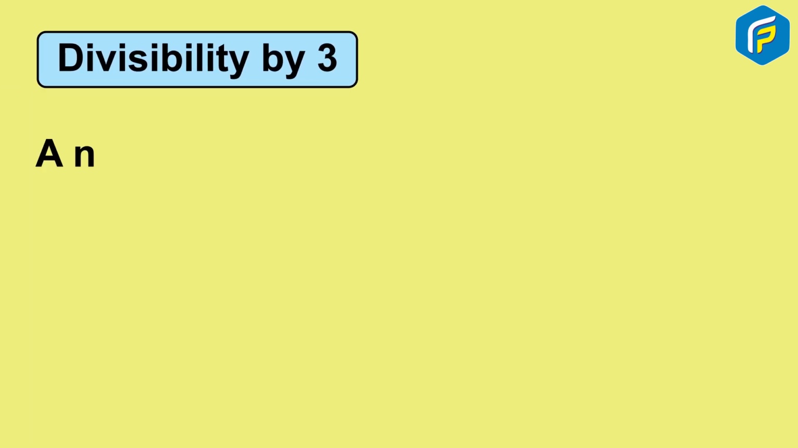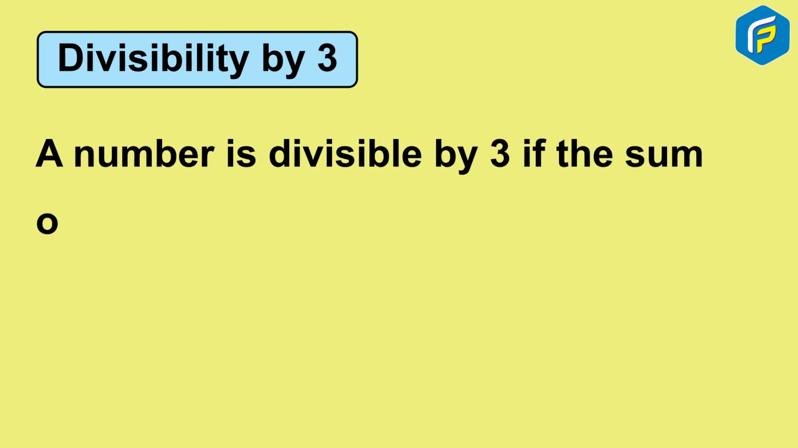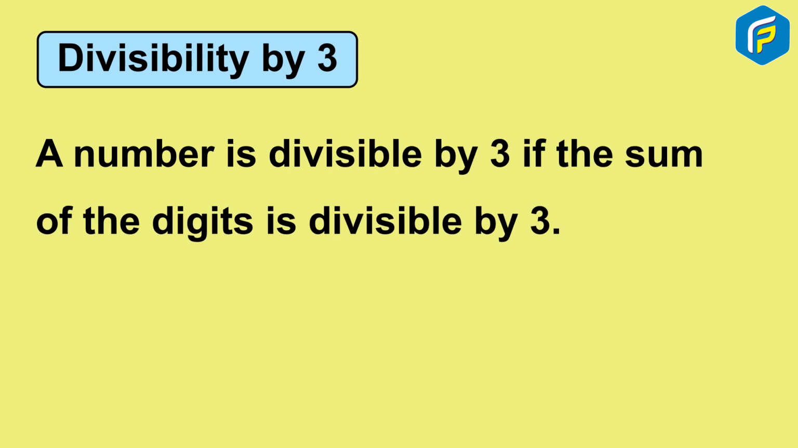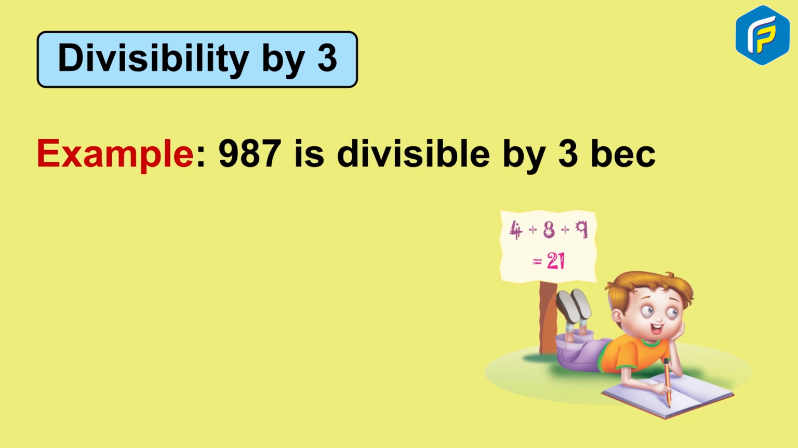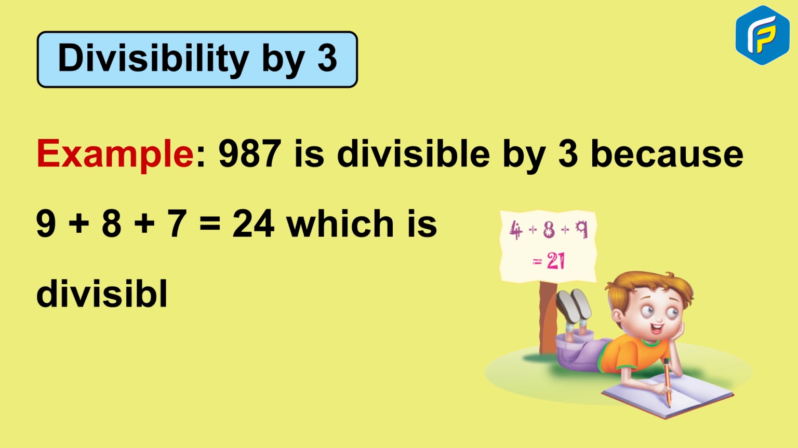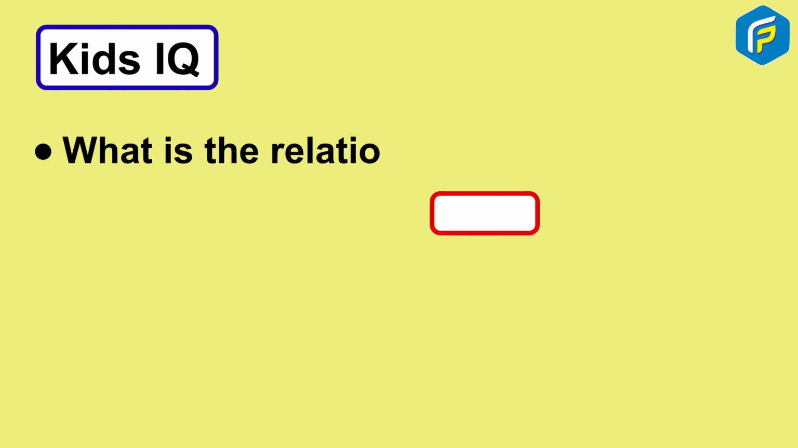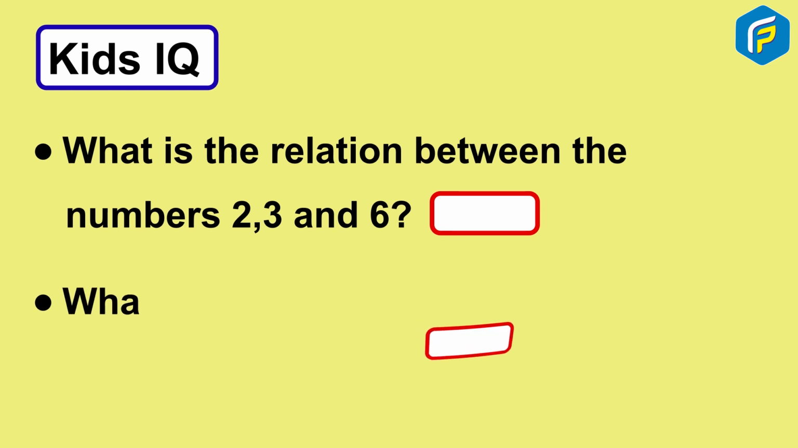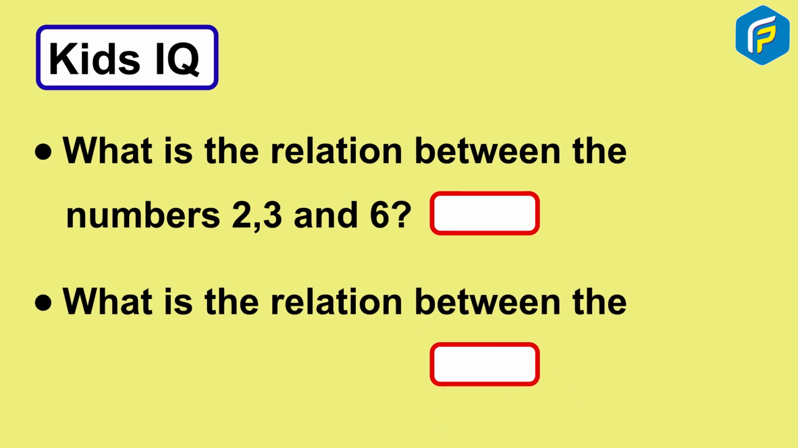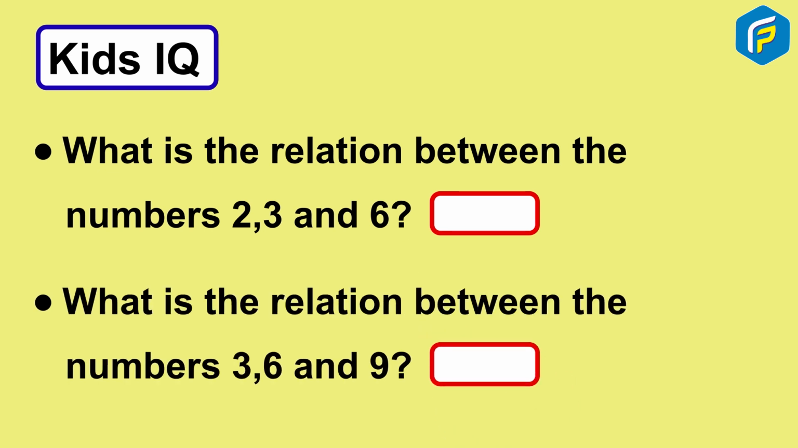Divisibility by 3. A number is divisible by 3 if the sum of the digits is divisible by 3. Example: 987 is divisible by 3 because 9 plus 8 plus 7 is equal to 24, which is divisible by 3. Kids IQ: what is the relation between the numbers 2, 3 and 6? What is the relationship between 3, 6 and 9?